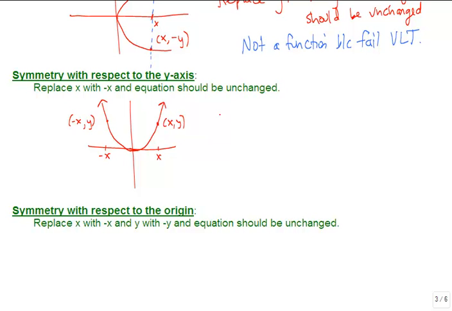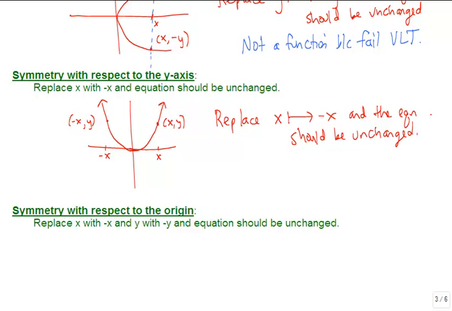So this time the test is going to be replace the x value with its opposite, and the equation should be unchanged. If that's true, then that means you do have symmetry with respect to the y-axis. Okay?